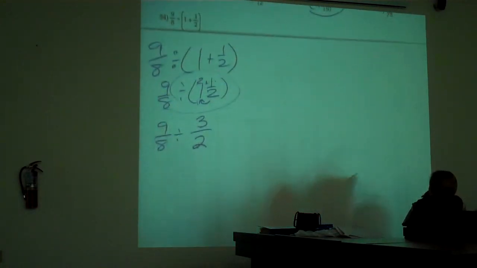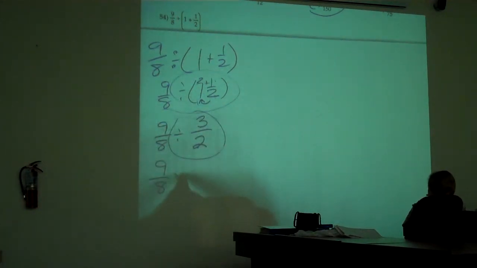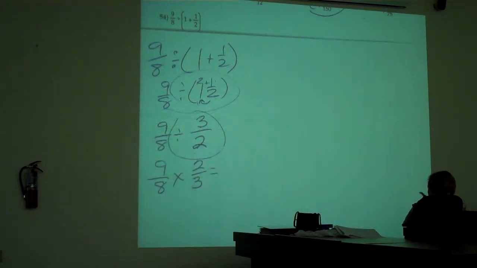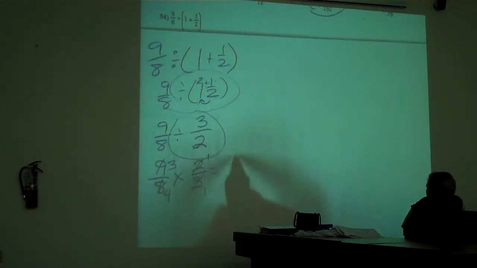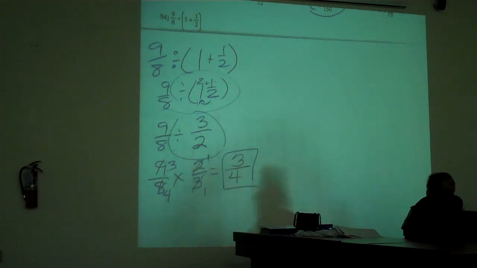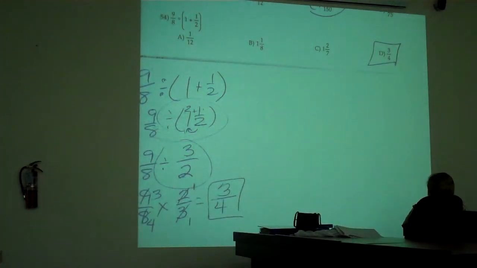And what do we do next? You're gonna change it to multiply by the reciprocal. We want to reduce. 2 cancel, and 8. You can reduce by 2? Actually, the whole thing will reduce. Divide by 3? Yeah. Divide by 3. 3 times 1? 3/4. 3/4 is D.